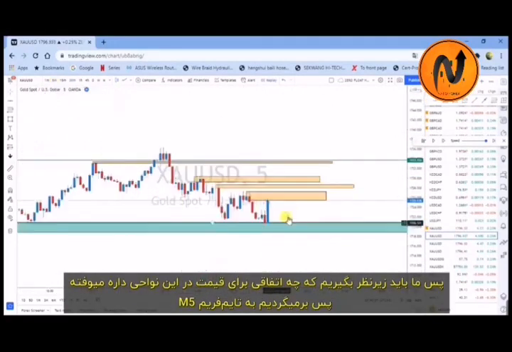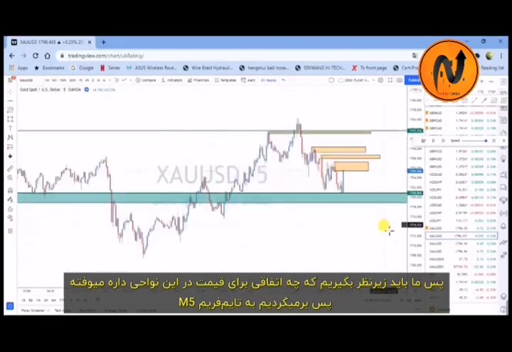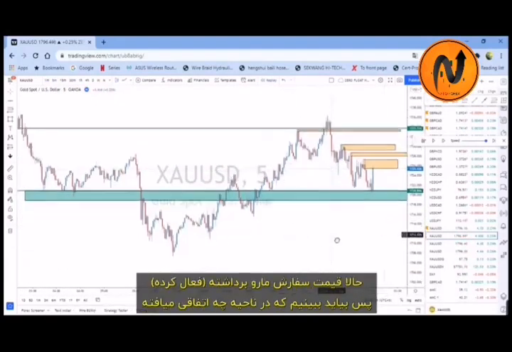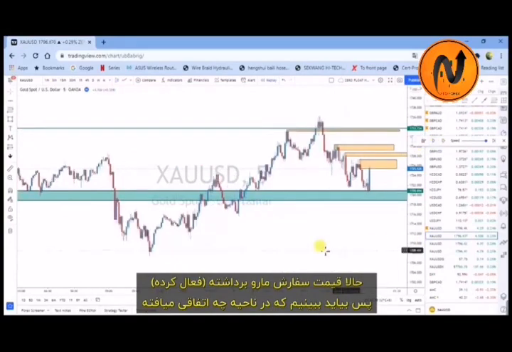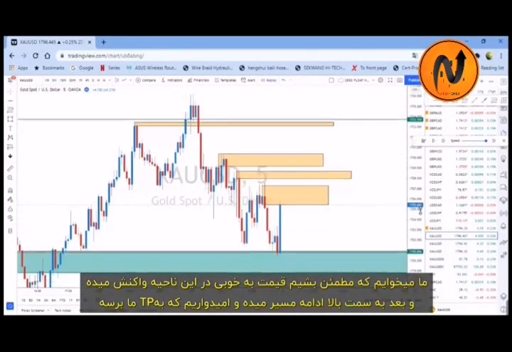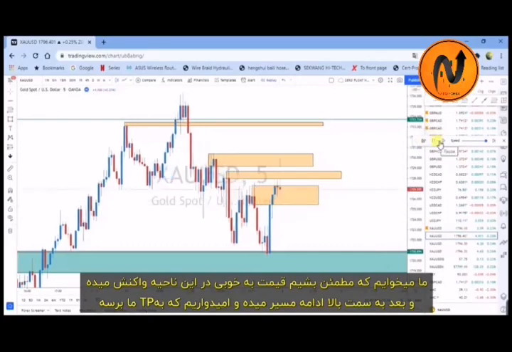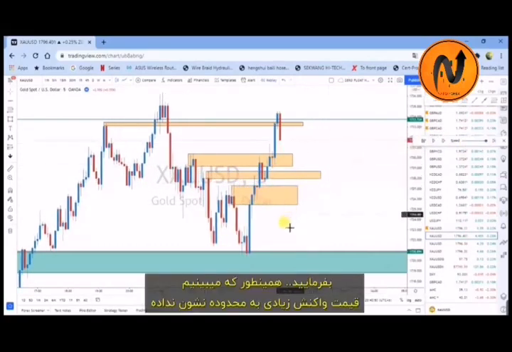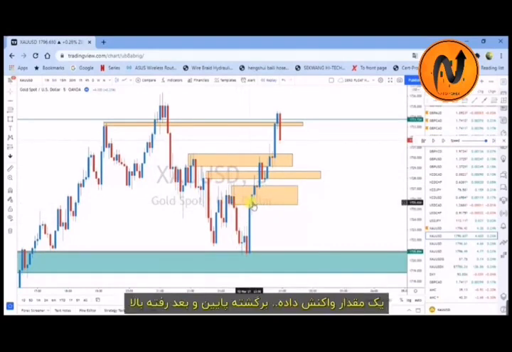So we move back to the M5 time frame. Now the price has taken our orders. So let's monitor what is going on in this area. We want to make sure that the price reacts well in this zone, continues up, and hopefully reaches our take profit. There we go. As we can see, price didn't react much on this area. It reacted a little bit, came back down and went up.